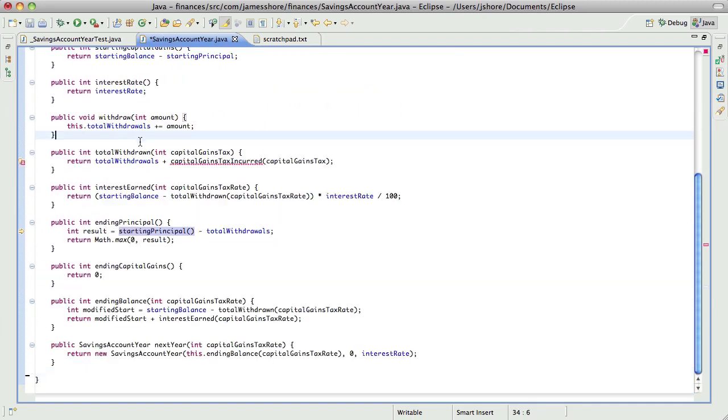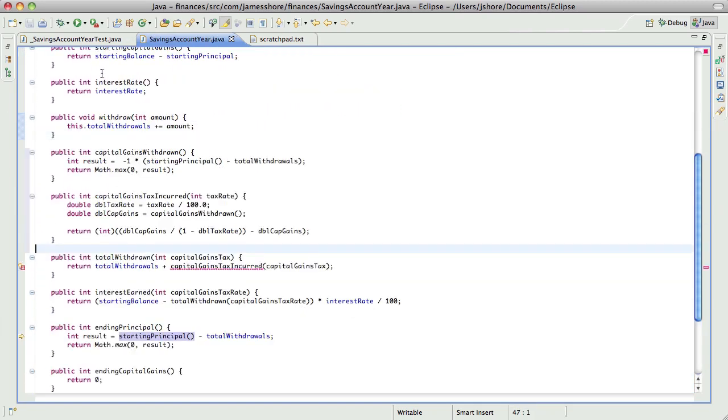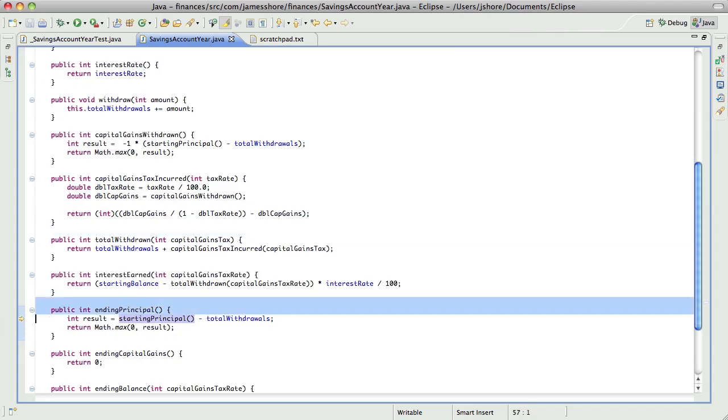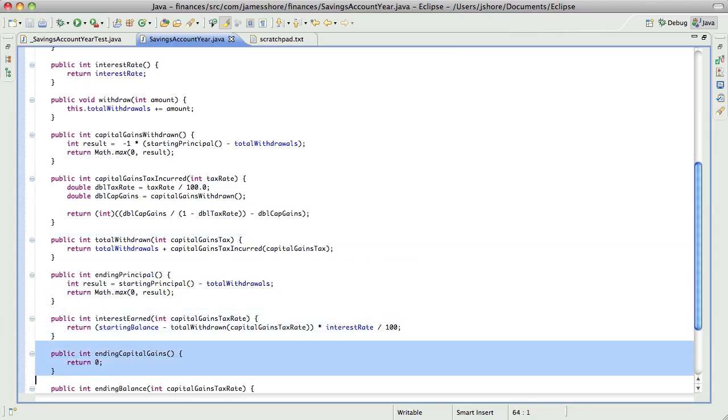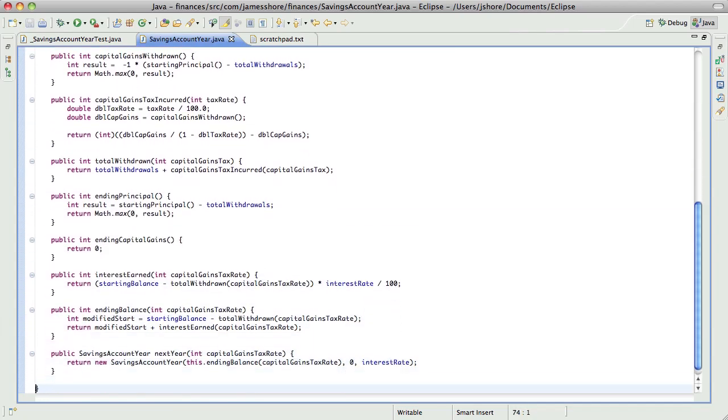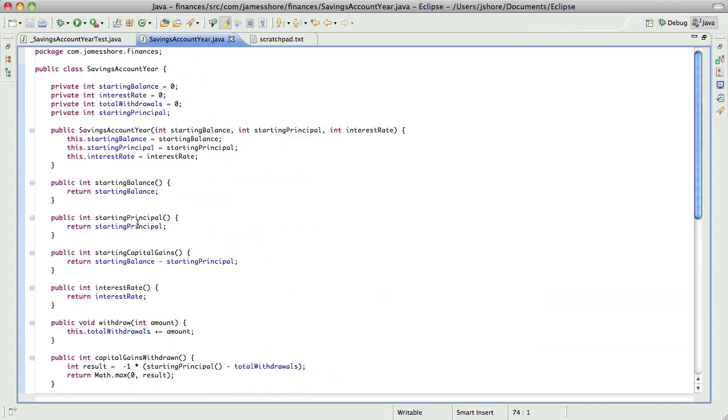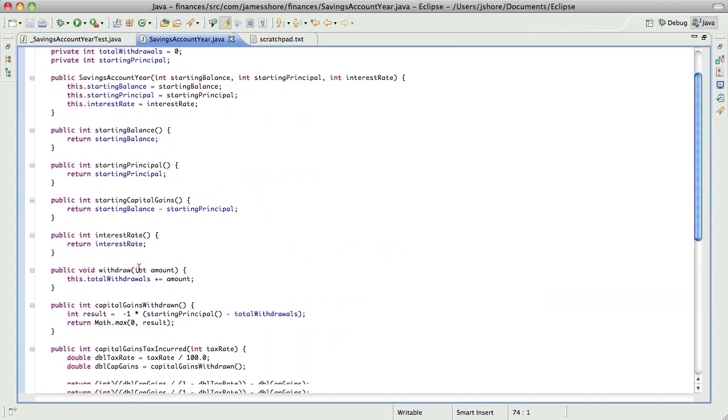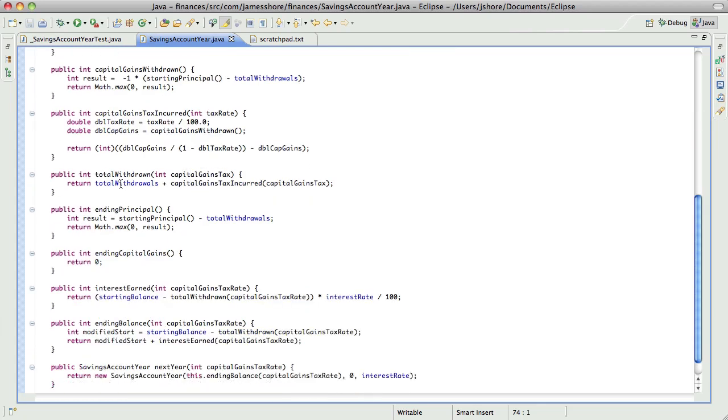Do that here. Again, I like my code to tell a story. I like you to be able to read through it and understand what's going on. Total withdrawn, interest earned, starting balance, ending principal: starting principal minus total withdrawals. Ending capital gains, right there, ending balance, is there. So the story here is we have starting, and then we withdraw, and then we have ending.